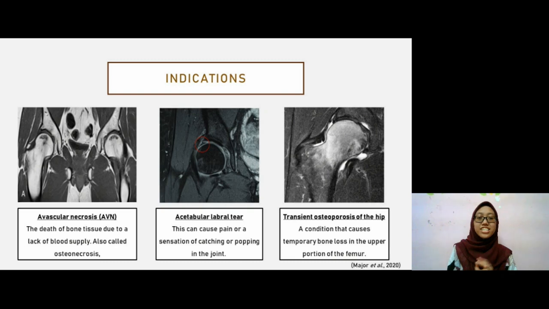What are the indications for MRI hip? So, we include 3 indications in this slide, which are avascular necrosis, acetabulolabral tear, and also transient osteoporosis of the hip. Okay, avascular necrosis, also known as osteonecrosis, is the death of bone tissue because of lack of blood supply.